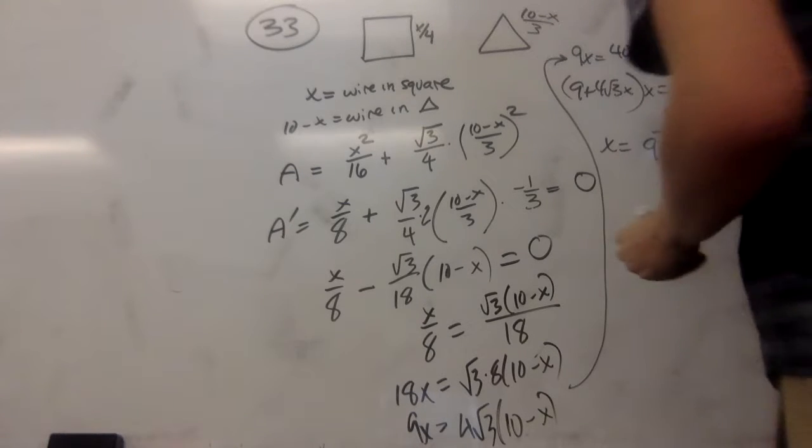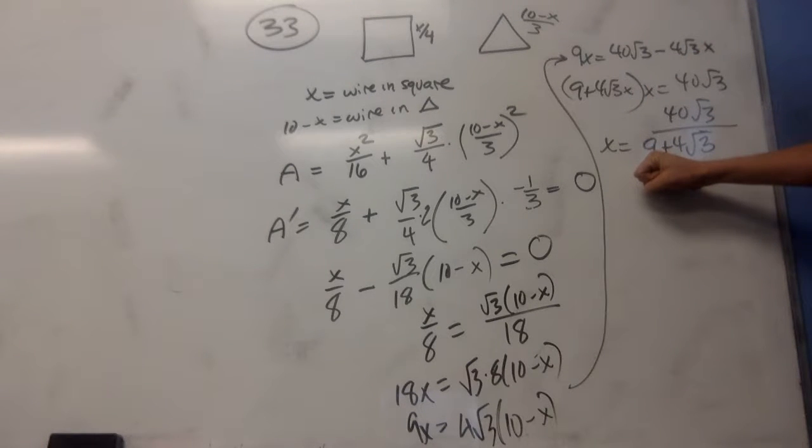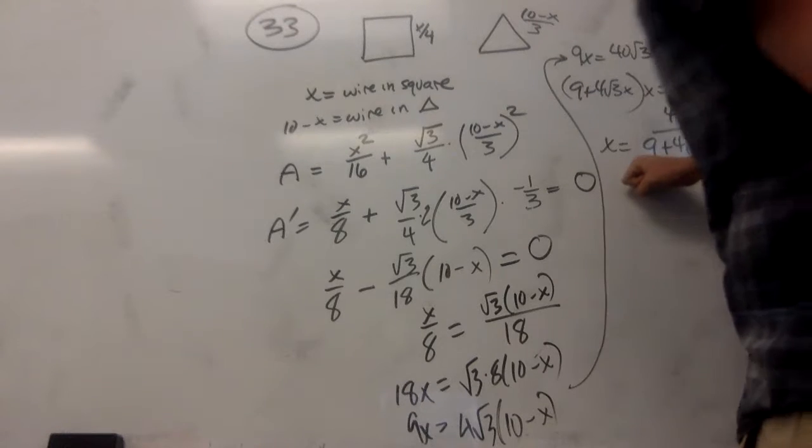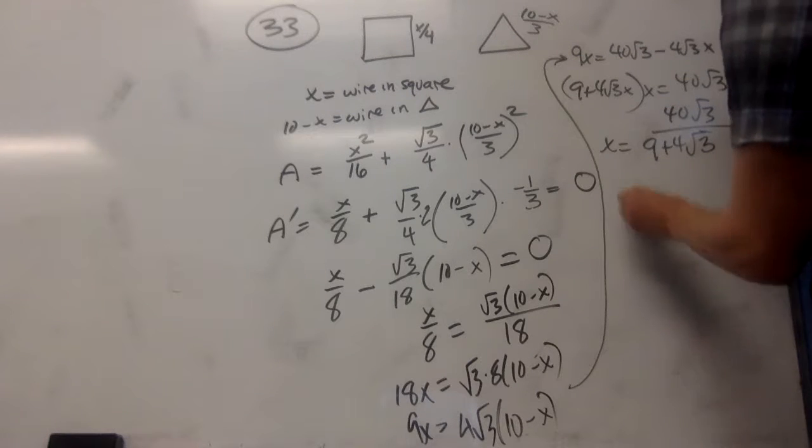All right, so we only get one number. We're supposed to find where the area is a maximum and where the area is a minimum. So that's kind of suspicious. We only have one critical value for two things. So now you've got to look at the graph of the area as a function of x.